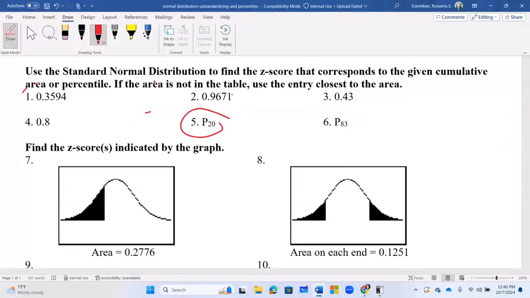What if it's written P20? P20 is the same as 0.20. In other words, area to the left of 0.20, or 20%. That 20% is less than 0.5. So I'm going to draw a normal curve. And of course, this is less than 0.5. So that is the area 0.2. I'm looking for a z-score that is equivalent to 0.2.